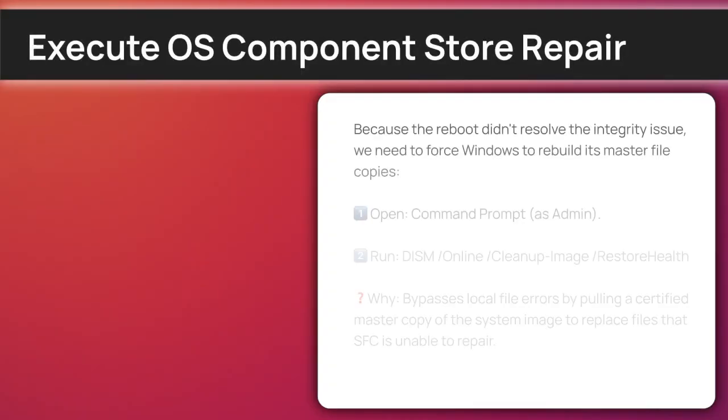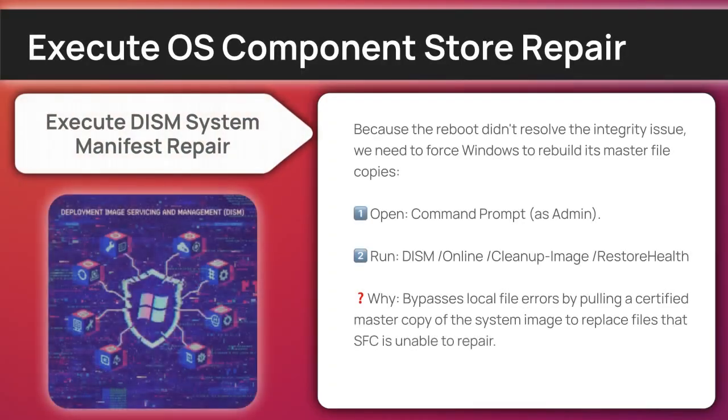If the initial power cycle failed to restore functionality, we will now proceed to infrastructure-level support. You may pause the video now to ensure your environment is ready. Because the reboot didn't resolve the integrity issue, we need to force Windows to rebuild its master file copies. First, open command prompt as admin.